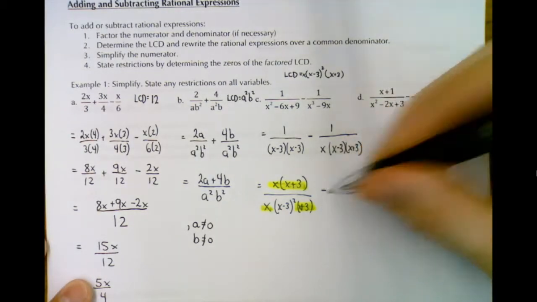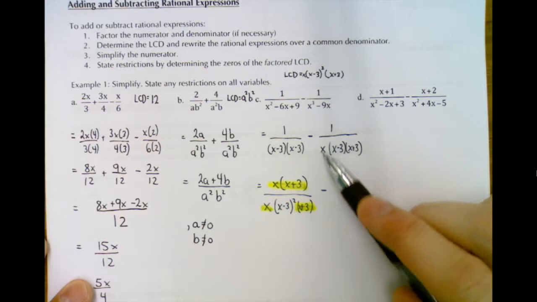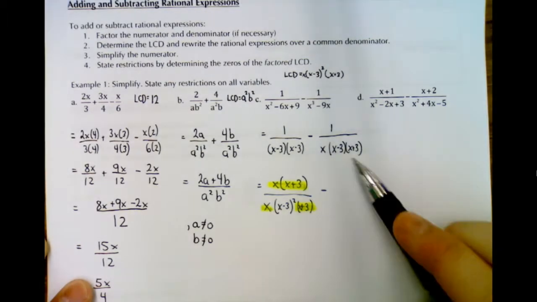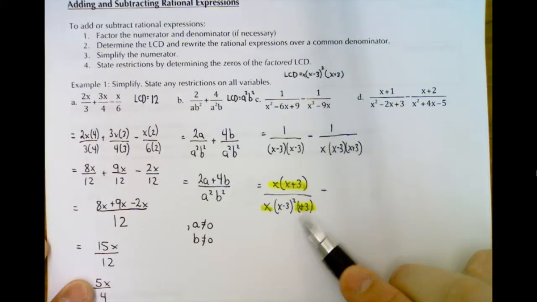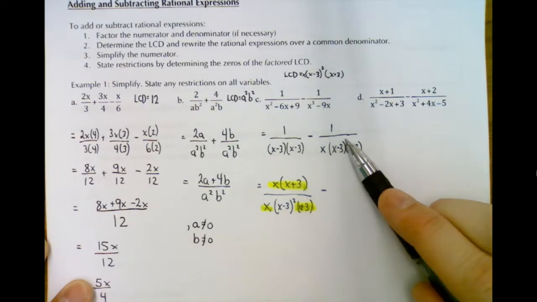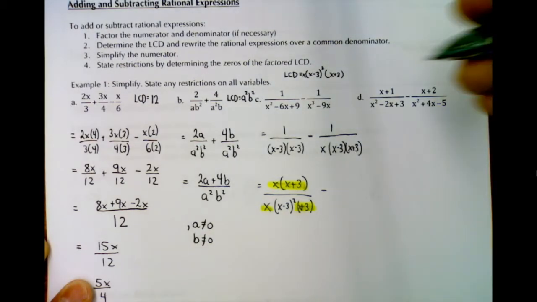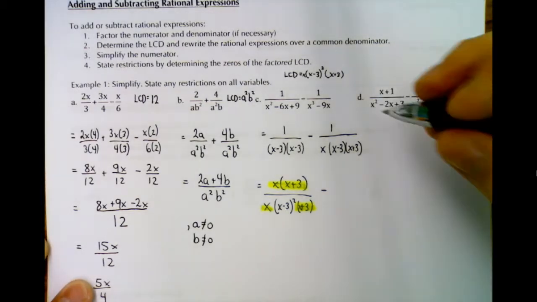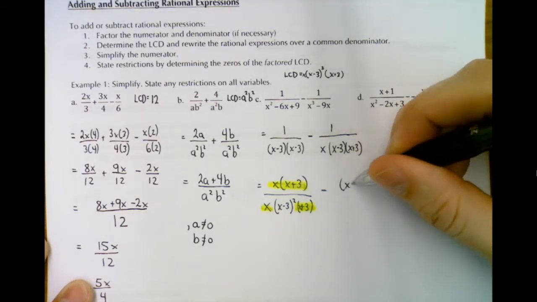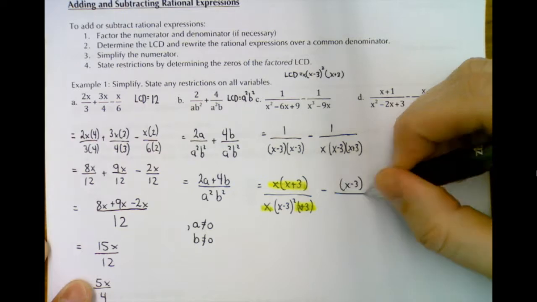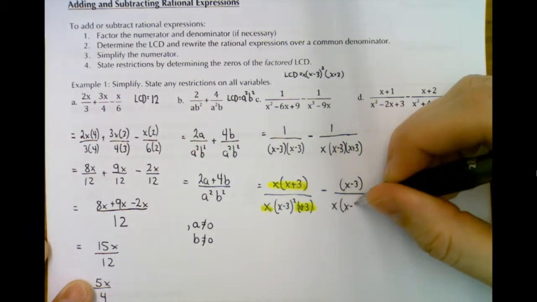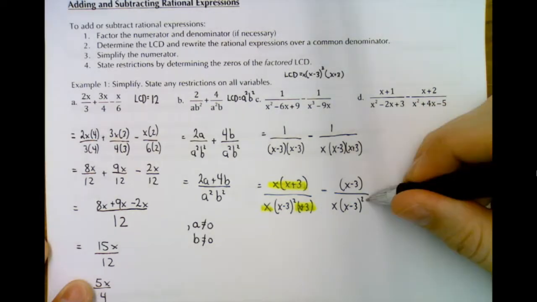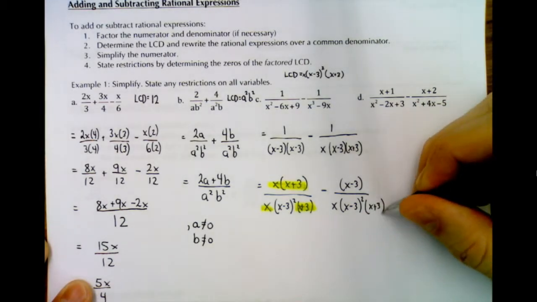So what's the second fraction missing? Well, it's already got an x term, it's already got an x minus 3 term, and it's already got an x plus 3 term. It's just missing the second x minus 3 term. So we're going to multiply the top and bottom by x minus 3. We get x minus 3 on top, and x on the bottom, x minus 3 squared, because now there's two of them, and x plus 3.